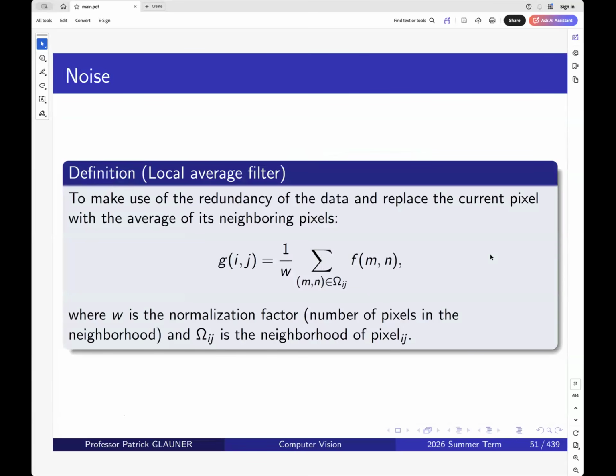What we want to do now is we are curious how we can get rid of noise. And to get rid of noise, we will look into a concept that is called a filter. Concretely, a local average filter. And for this, I will now switch to my iPad and we start developing this filter together.